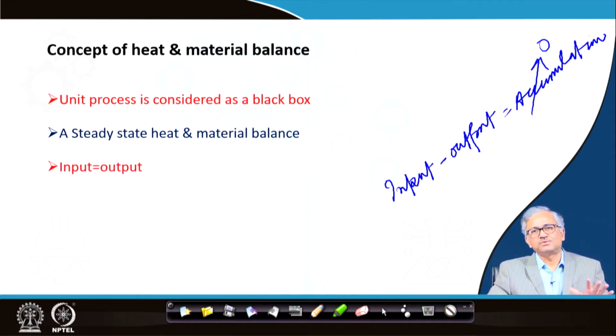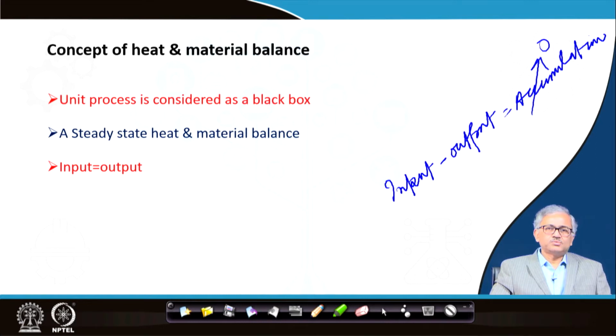Input is equal to output. That is the macroscopic heat and material balance that I am going to discuss here. Basically input is equal to output, and you do not have access to what is happening inside the box. So we are dealing with the input and output, and we can equate them and then predict how much of each there is. So it is a completely steady state phenomenon.